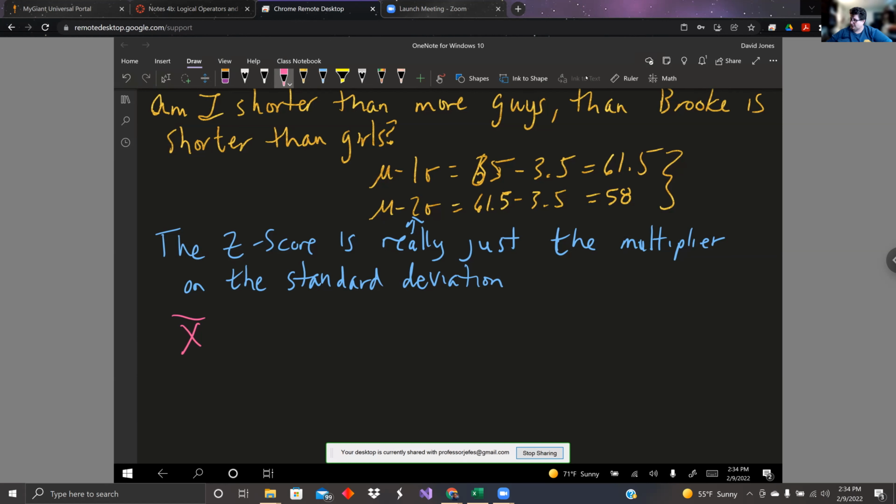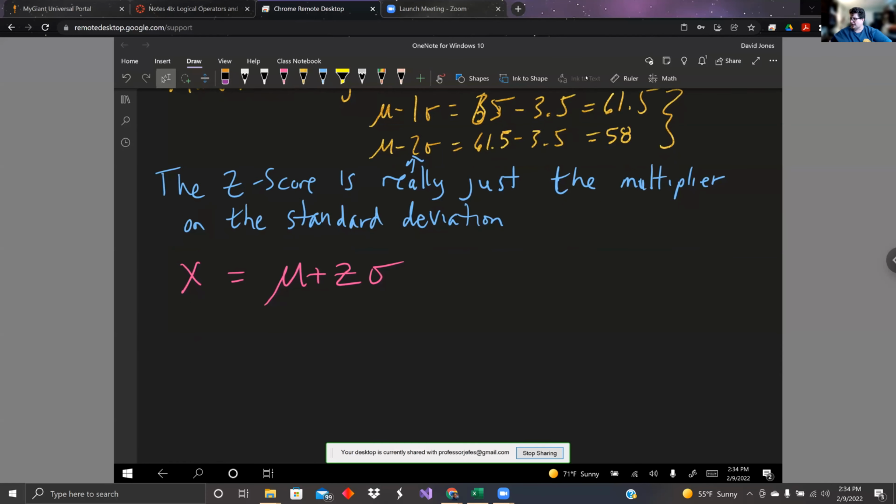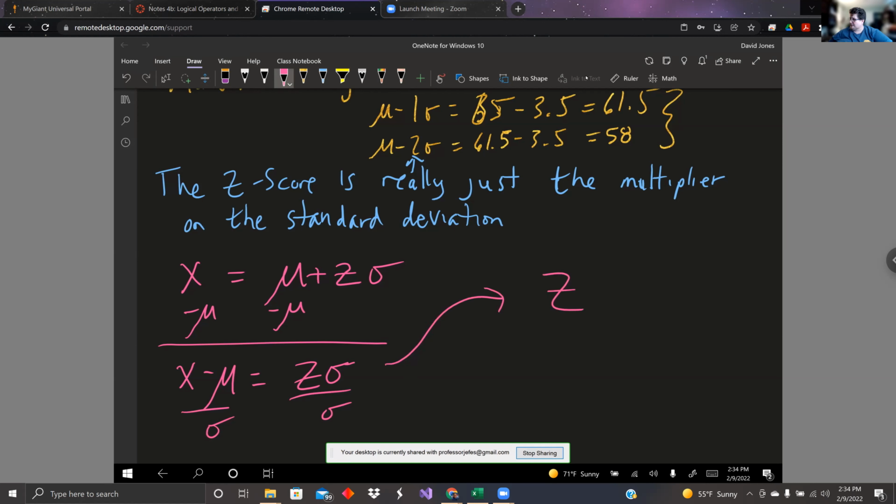Rather than putting in a number for my score, I'm just going to put z in. And the way they figure out how to get a formula for z is first they subtract mu from both sides. And we get x minus mu equals z times sigma. And they want to get z by itself, so they divide both sides by sigma. And we get the formula for z-score: z equals x minus mu over sigma.